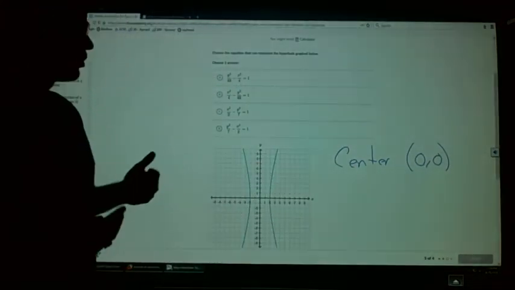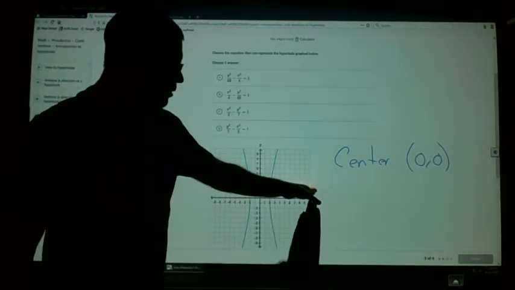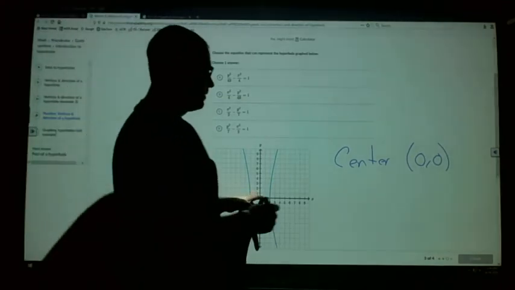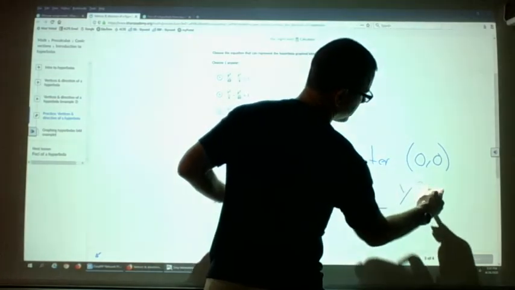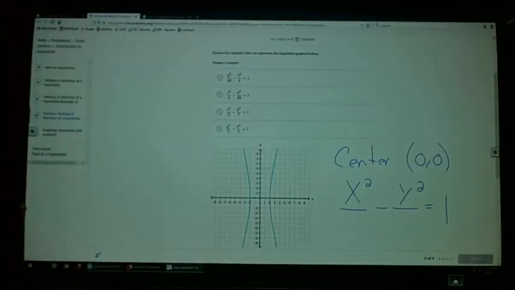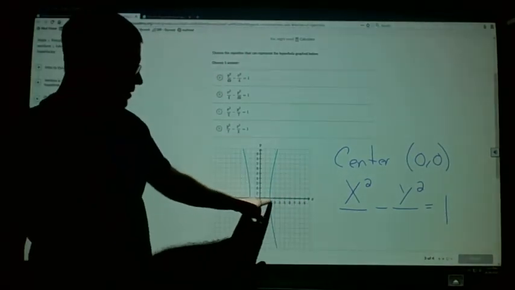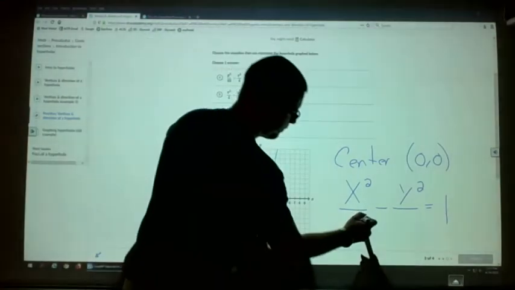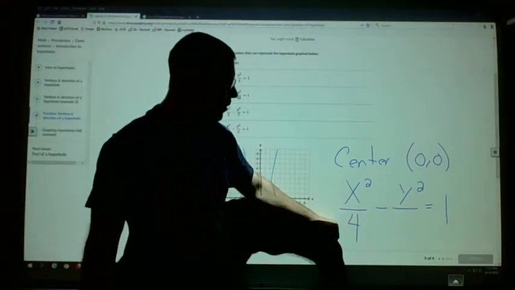And then what's the orientation? Should y squared be positive or should x squared be positive? And because these hyperbolas open to the left and right, I know it's going to be x squared positive over a squared minus y squared equal to 1. And then I just have to find the value of a and b. So horizontal radius, the value that goes here, if I look at my center, 0, 0, my horizontal radius is going to be 2. So a is 2, a squared is 4.